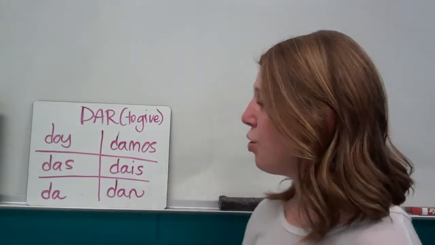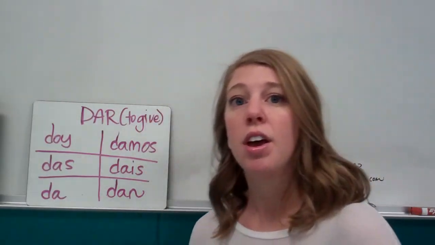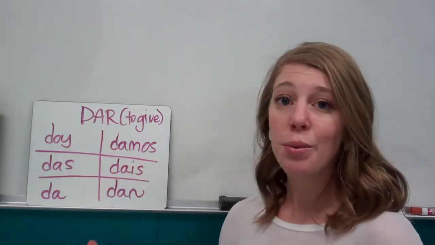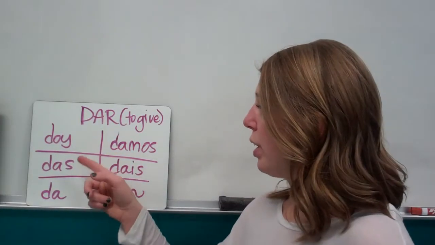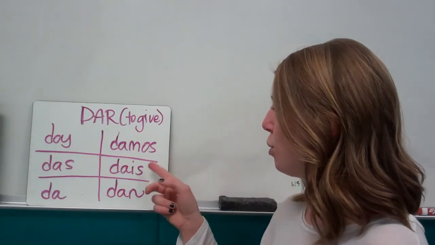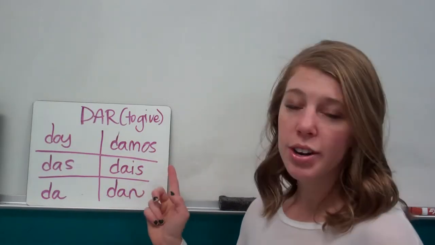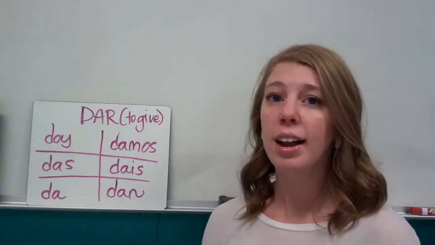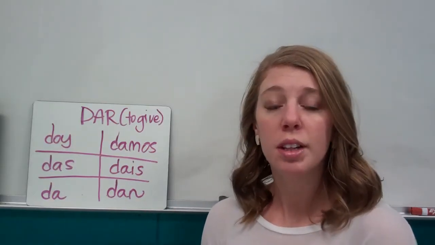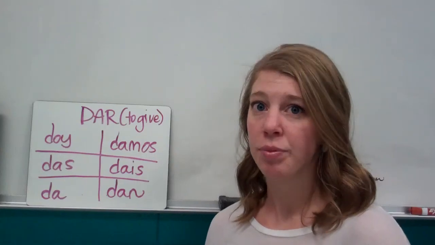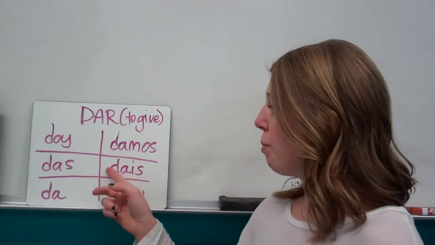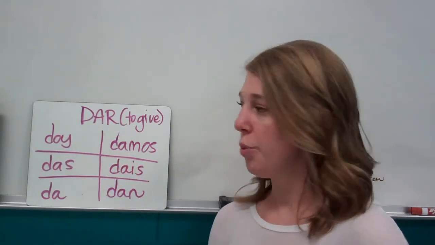Then we also have dar, and it means to give. For some reason, it gets the crazy y in the yo form just like estar does. So we have doy, das, da, damos, dais, dan. Notice right here in the vosotros, it does not get an accent. It's only one syllable, and so that means it's already stressed. There's no need for an accent there. Other than the yo form and vosotros, it's completely normal.